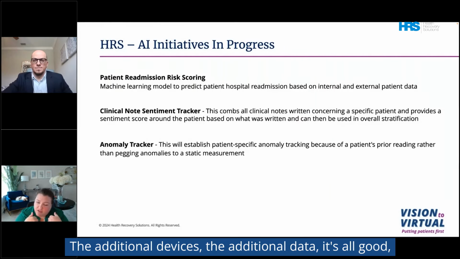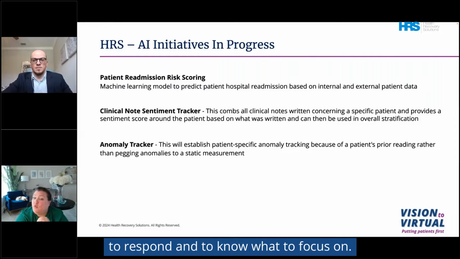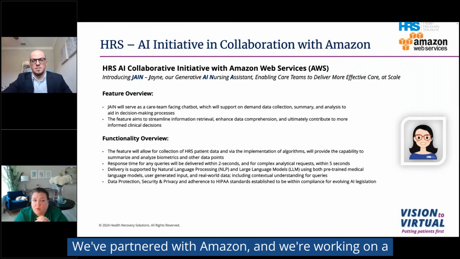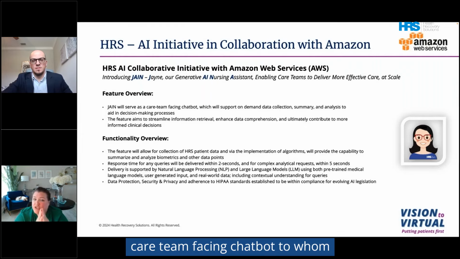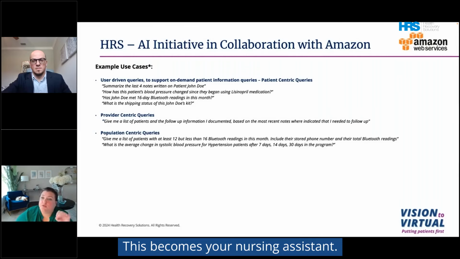So just trying to make the best use of your time as you monitor these patients, the additional devices, the additional data, it's all good, but you've got to make it simple and efficient for your staff to respond and to know what to focus on. So risk scoring is one of those elements. We've partnered with Amazon and we're working on a care team facing chatbot to whom you could basically just write questions. This becomes your nursing assistant.